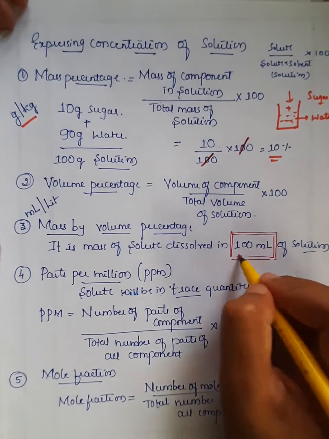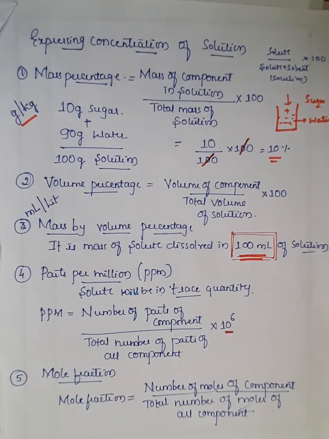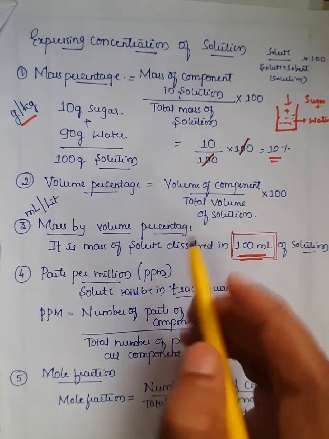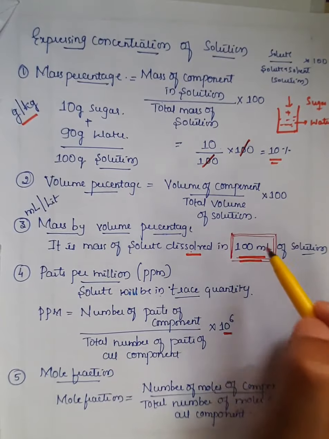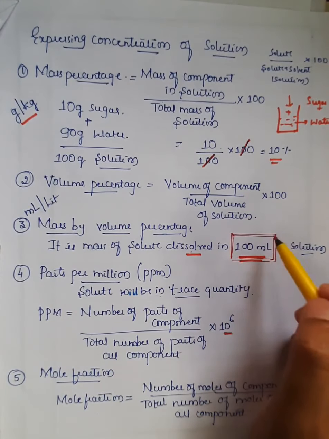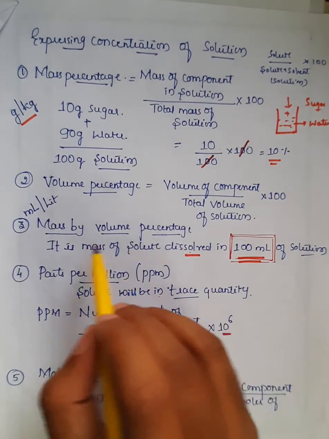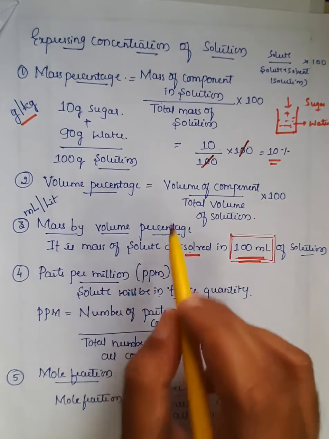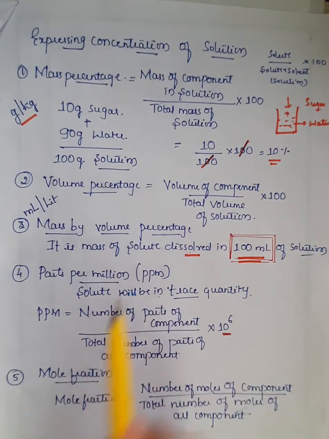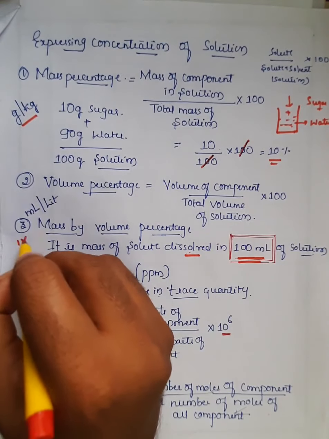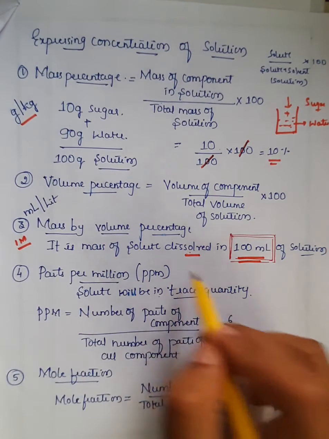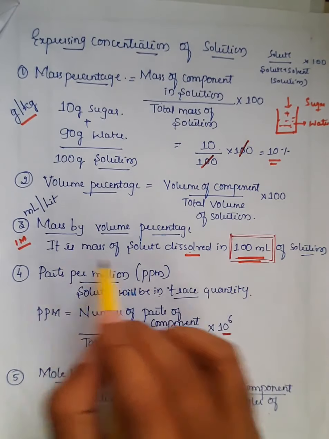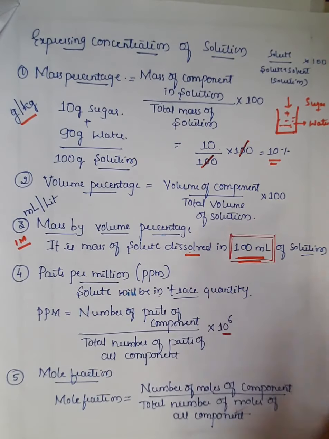So if you take any desired mass of a substance and dissolve it so that it is present in 100 ml of the solution, that is generally called mass by volume percentage. Remember, it can be asked for 1 mark: define mass by volume percentage. It is the mass of solute dissolved in 100 ml of solution.